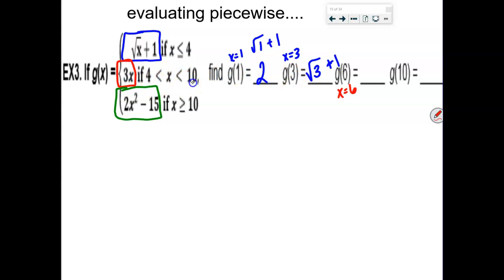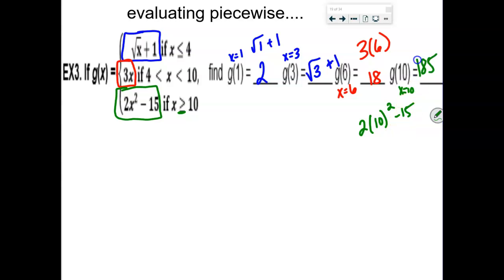That falls under this middle category, right? So you plug it into 3 times x. So we're going to get an 18. And then you know the last one's going to be the green one, but let's see why. If x is exactly 10, it says right here, if you're greater than or equal to 10, use this green one. So plugging in a 10 here, it's 200 minus 15, which is 185.